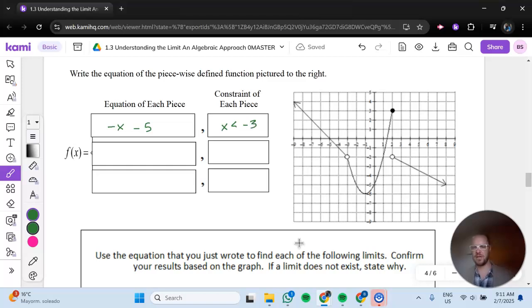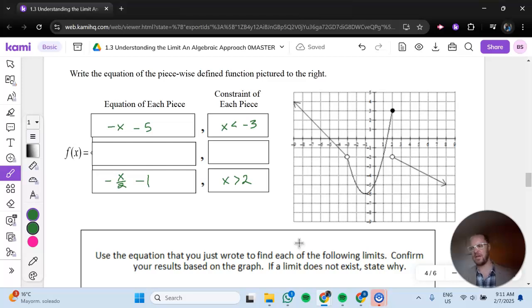Now I'm going to look at the other line because that's a little bit easier as well. Here my slope is again negative, but this time it's 1/2, down 1 over 2, so negative x over 2. And if I extend that up here, it looks like it's going to cross right here at negative 1. My constraint is going to be that x has to be bigger than 2.